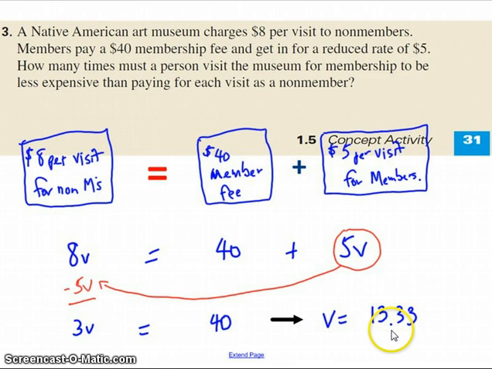It's easy to think you're done now, but there are 2 tip-offs that you're not done. First of all, what in the world is 0.33 visits? There's no such thing as 13.33 visits. That doesn't make sense. Second of all, remember, it wasn't an equation in the first place. I wanted this to be more expensive than that. I wanted this to be the better deal.